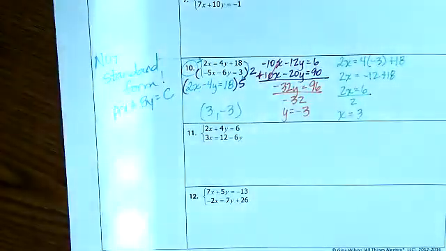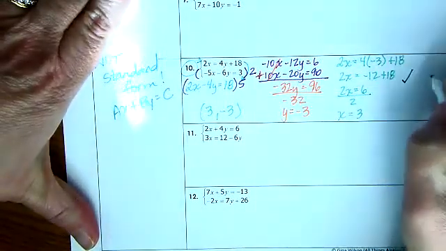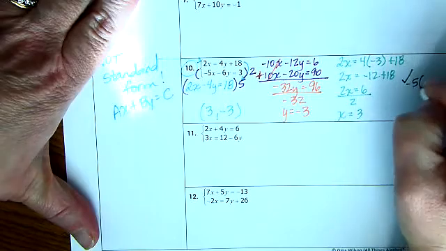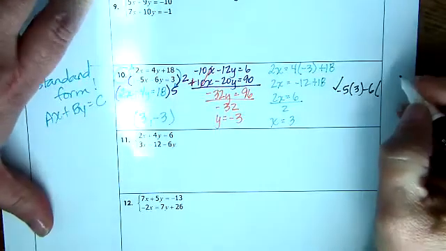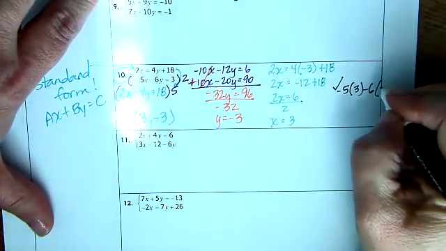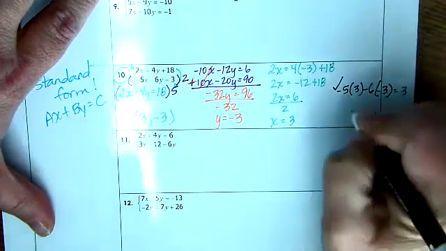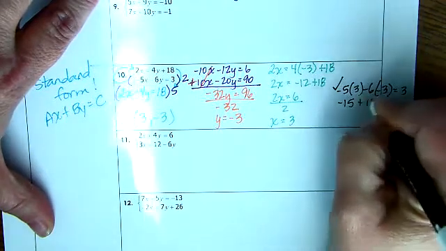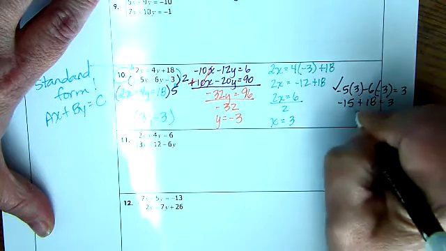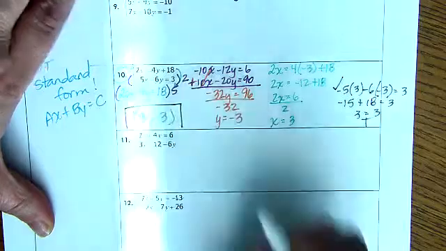So now we just need to check. And to check, we plug it into the unused equation. So we have -5 times 3 minus 6 times -3 equals 3. So I have -15 plus 18 equals 3. Well, that's 3 equals 3. This is true, so this is my final answer.